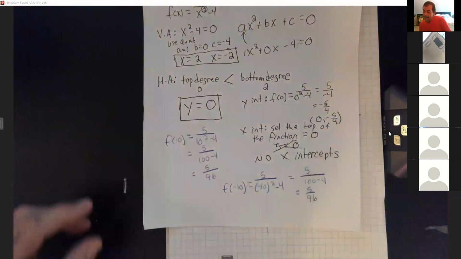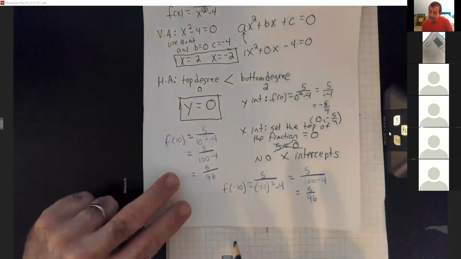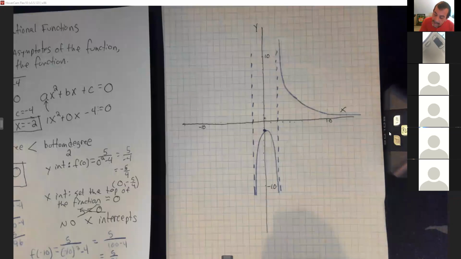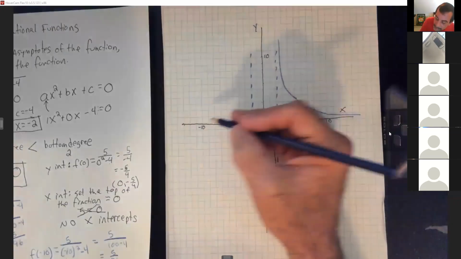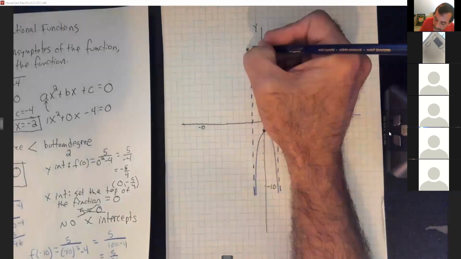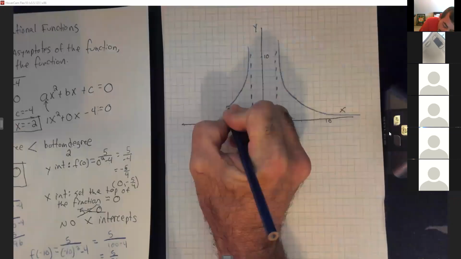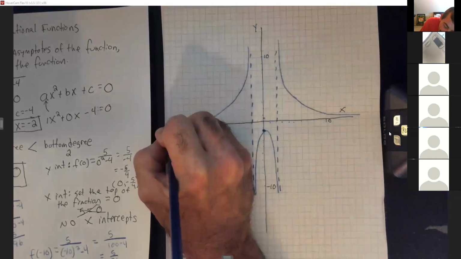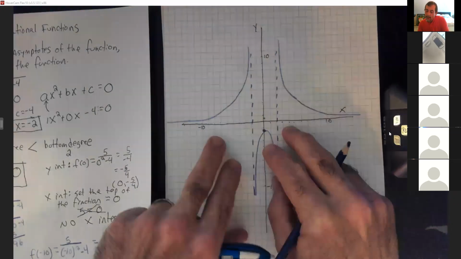So I didn't care about the number. I just wanted to see whether it was positive or negative. Since it's positive, the graph is going to be up here, opposite of this one. So it's going to come down from that vertical asymptote, and then it's going to curve around and try to get down to that horizontal x-axis, because that was y equals 0. But remember, it never can quite get to the 0.